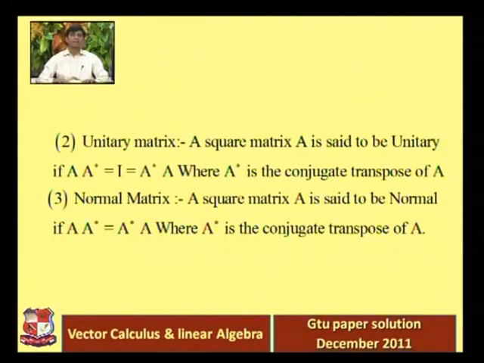Now next is a normal matrix. For a normal matrix you just need this condition, A into A star is equal to A star into A. Whether it's the identity matrix or not doesn't matter, but using these three definitions you can understand that every unitary matrix is always a normal matrix. But to become a unitary matrix it is more specific: A into A star should be the identity matrix, so that is important. So with these three definitions, this question is complete.